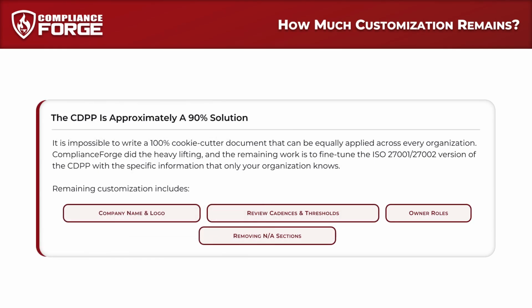So how much work is left for you? ComplianceForge aims for approximately a 90% solution because it is impossible to write a 100% cookie-cutter document that can be equally applied across every organization. In practice, customization is essentially filling in the blanks, adding your company name and logo, which ComplianceForge applies for you before delivery. Tailoring parameters, such as review cadences and thresholds. Naming specific owner roles. And removing sections that do not apply to your organization.